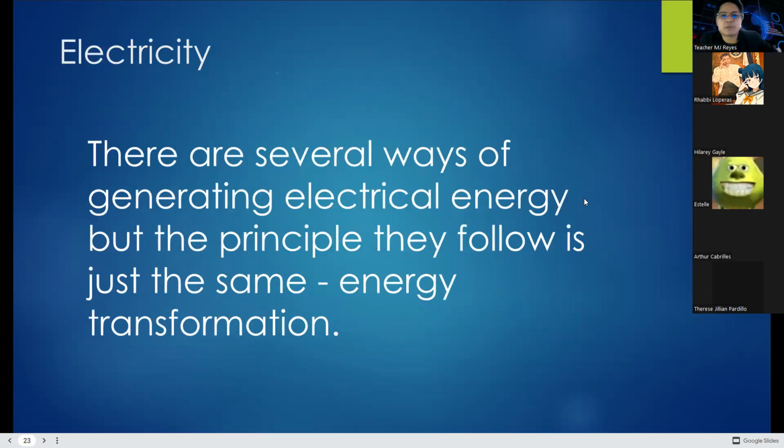Electricity. There are several ways of generating electrical energy, but the principle they follow is just the same: energy transformation. Again, according to the law of thermodynamics, energy cannot be created nor destroyed, but it can be transformed from one form to another. So therefore, this energy can be transformed. We have a lot of sources of energy, even in our country. But then again, we are not maximizing it. Again, energy cannot be created nor destroyed, but it can be transformed from one form to another.